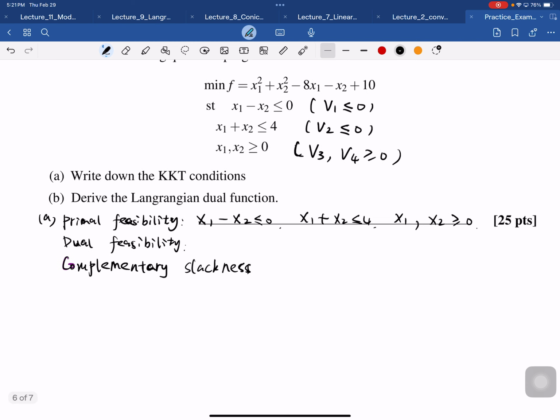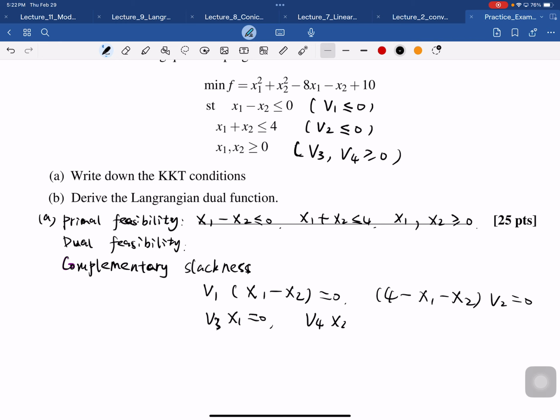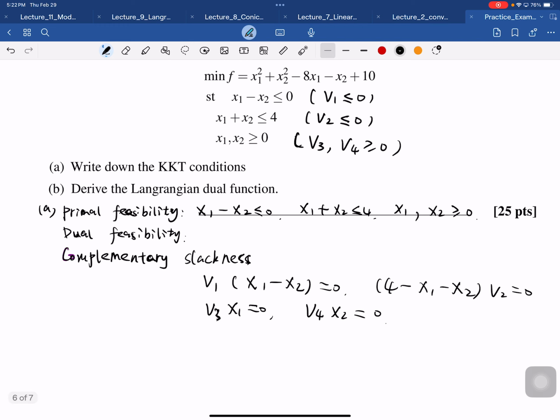Okay, so it's just that the dual variable multiplied by the constraint is 0, right? Then it's like (4 minus x1 minus x2) times v2 is 0. And v3 times x1 is 0. v4 times x2 is 0. Right? So that's complementary slackness. And the fourth one is the stationarity constraint, right?